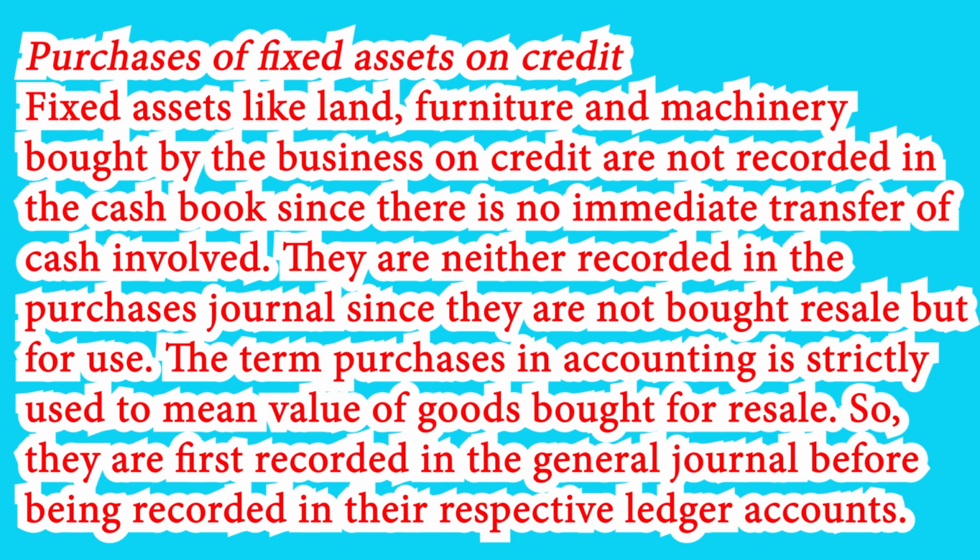Then let us look at purchasing of fixed assets on credit. Fixed assets like land, furniture, and machinery bought by the business on credit are not recorded in the cash book since there is no immediate transfer of cash involved. They are not recorded in the purchases journal since they are not bought for resale but for use. The term purchases in accounting is strictly used to mean value of goods bought for resale. So they are first recorded in the general journal before being posted in their respective ledger accounts.